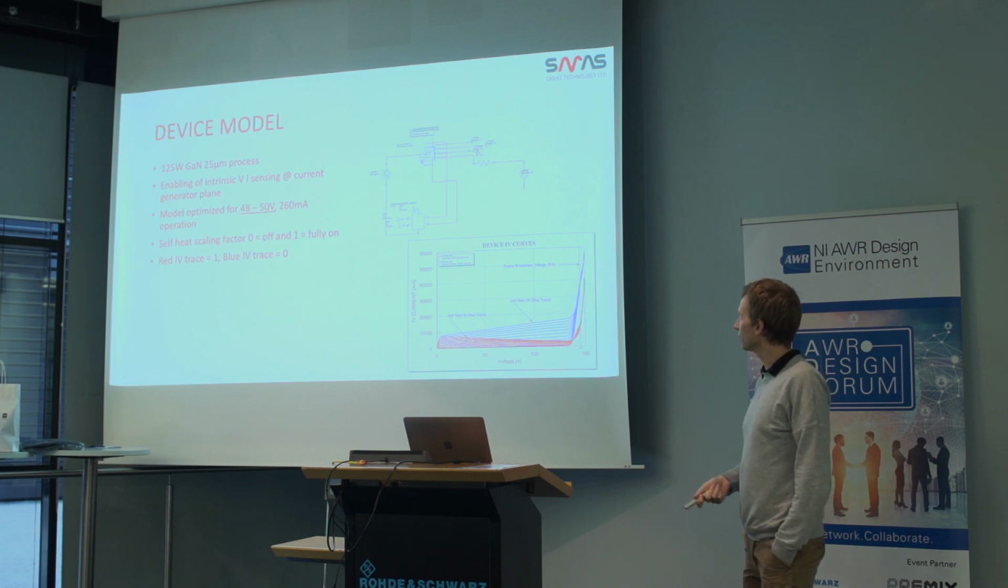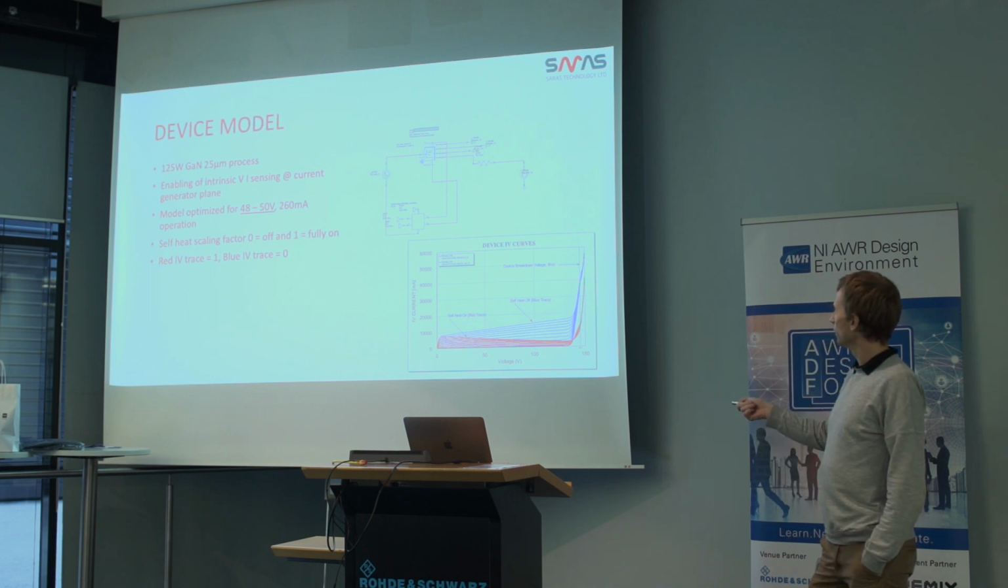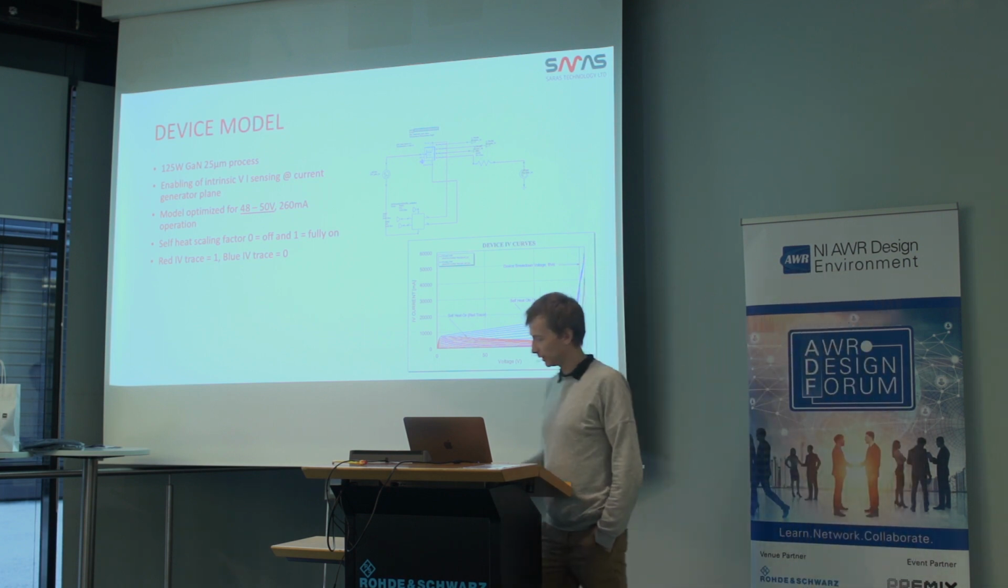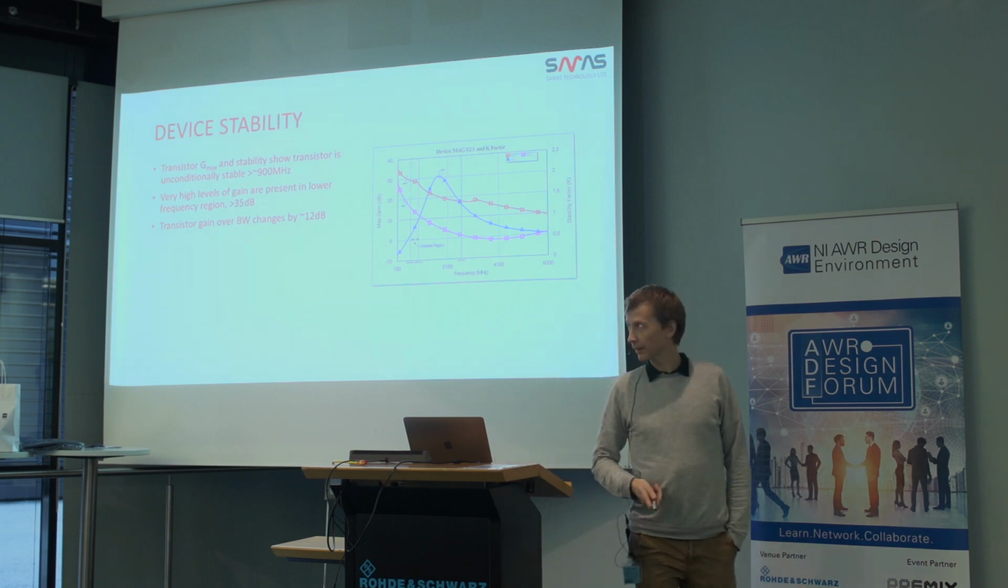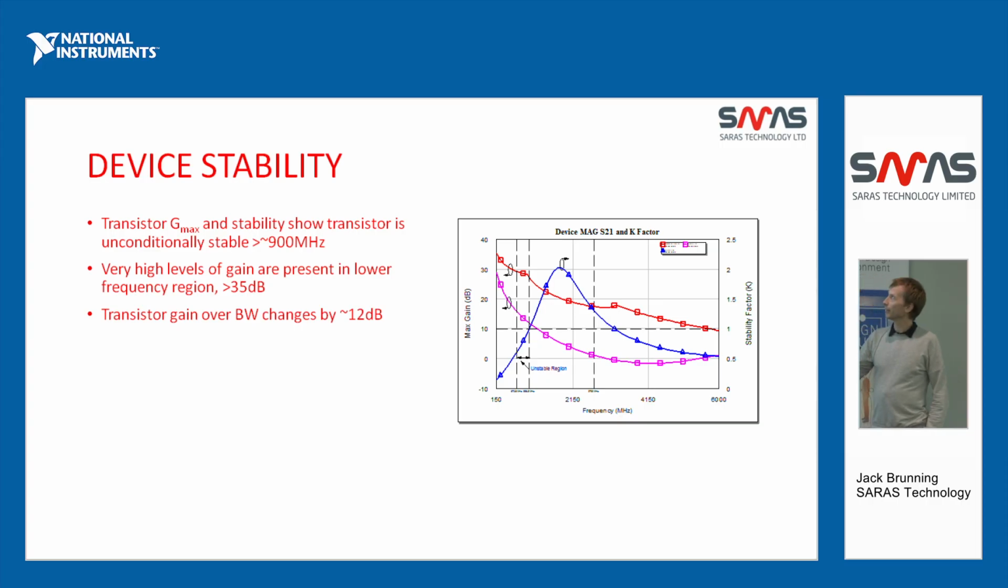0.5, 50% duty cycle. And if this is a new device and you've not used the device before, it is a good idea just to have a look at these curves, look at the breakdown voltage, and just give yourself some confidence with the model. And again, if you've not used a device before, just looking at MAG, MSG, K factor, you can see you've got very high levels of gain down here, which you're going to need to remove. You've also got, over your operating band, about a 12 dB gain slope to correct.